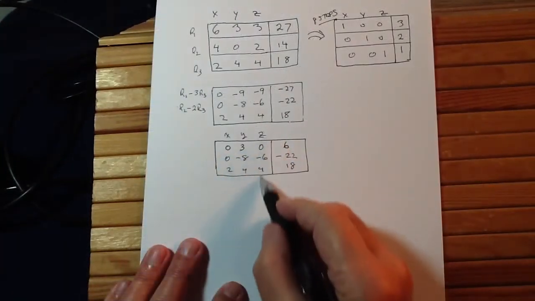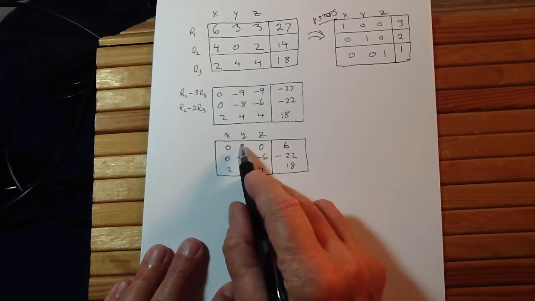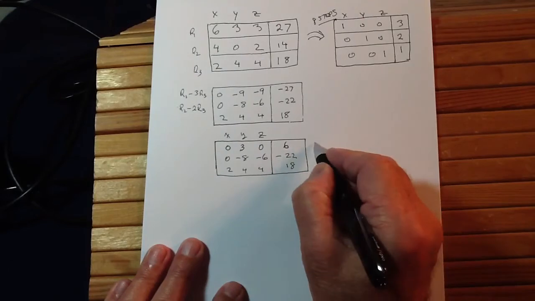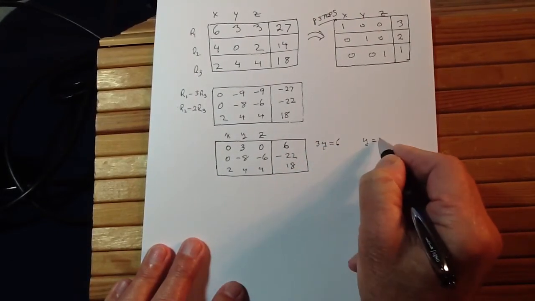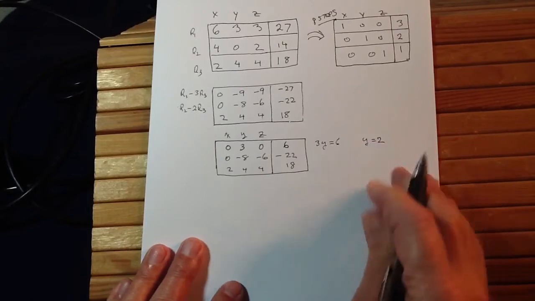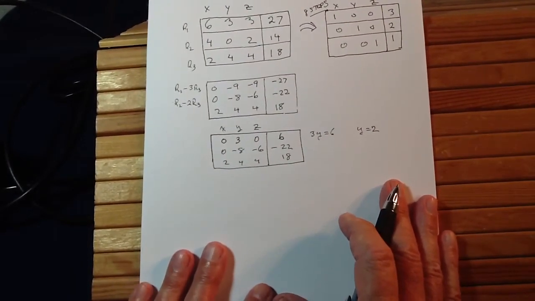Well, what's the first one you would do here? Well, the simplest is where you have 2 zeros. You start with that one. So you've got, this is, remember, X, Y, and Z. So you've got 3 times Y equals 6. And you can solve that. That's Y equals 2. You divide both sides by 3. That's what Wolfram Alpha, by the way, will show you to do if you use the substitution method.